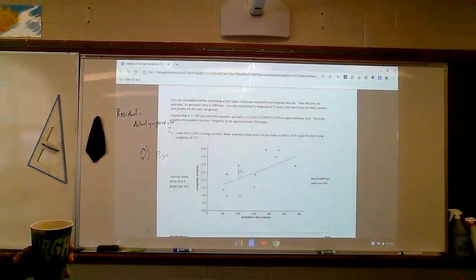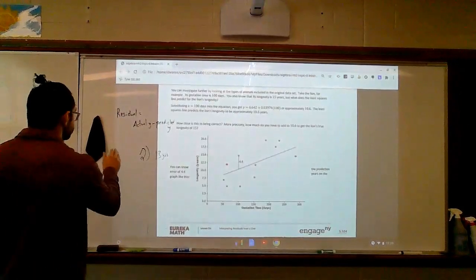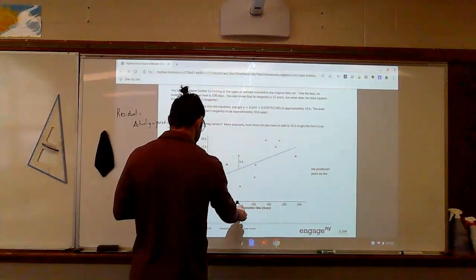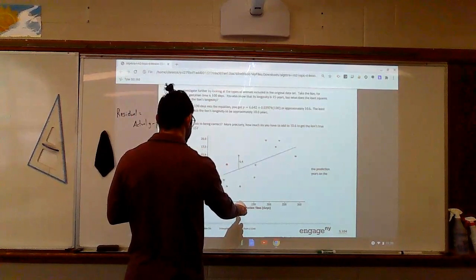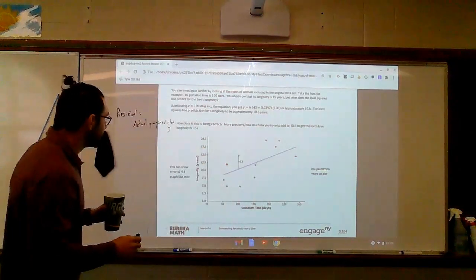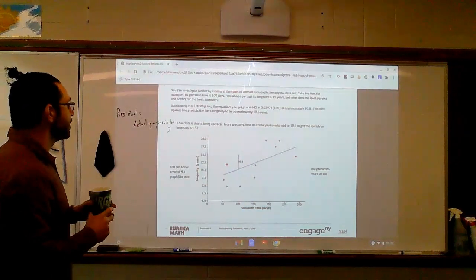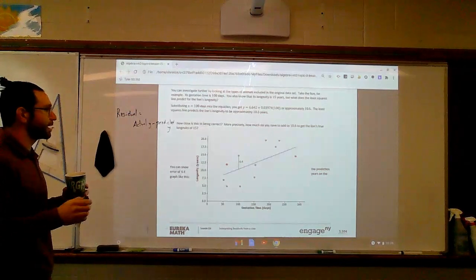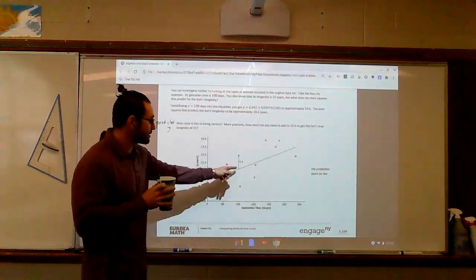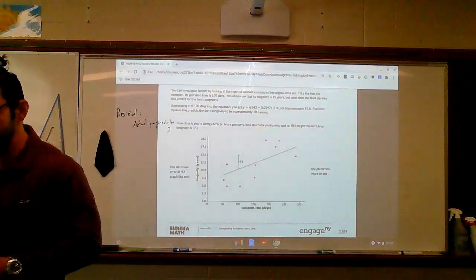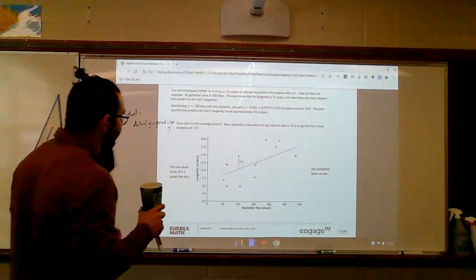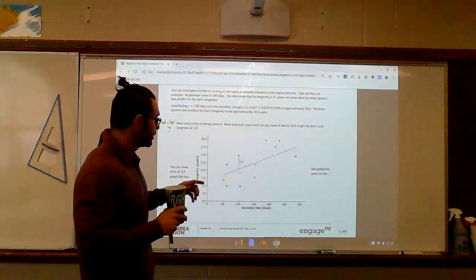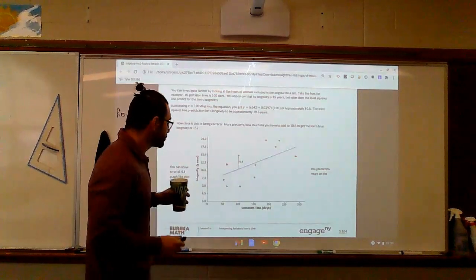So you can investigate this further by looking at types of animals included in the original. Okay, so we know the lion. Its gestation time is 100, and we know that it lives for about 15 years, which is right here. The least squares line gives 10 and 6/10. So how close is it to being correct? More precisely, how much do you have to add to 10.6 to get the lion's true longevity? So this is a vertical line regression model. It's showing exactly how far from this line to the actual value it is.